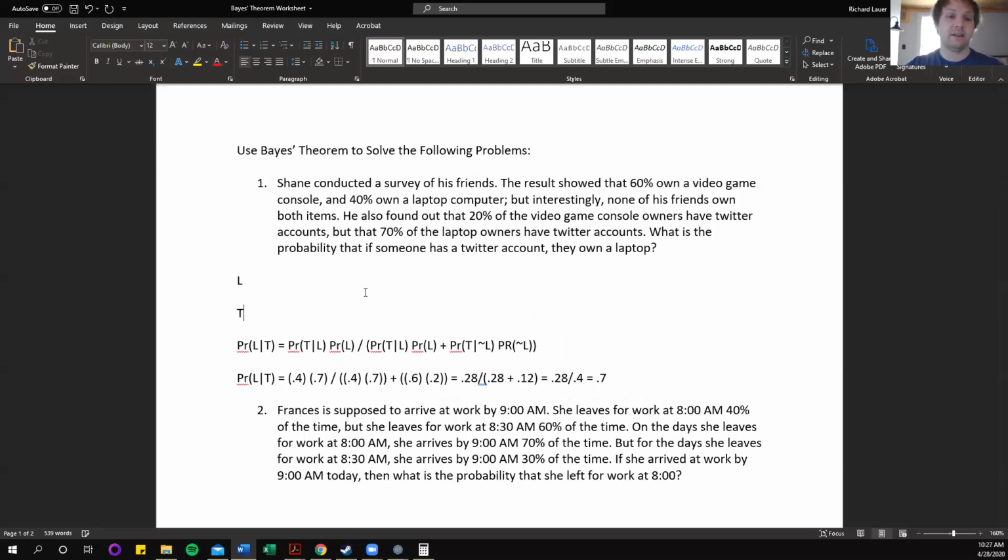So in this case, we have L and T, where L means owns a laptop, and T means has a Twitter account, right? So this is sort of maybe what an answer would look like. I would just encourage you to copy and paste a written version of Bayes' theorem that you can then adjust the letters for. And I want to make sure that you go through this very stepwise procedure, right?